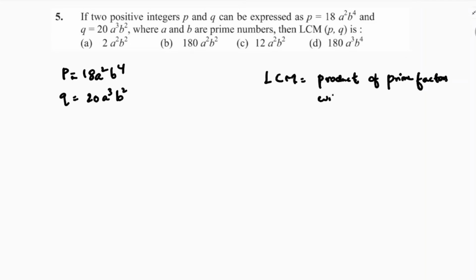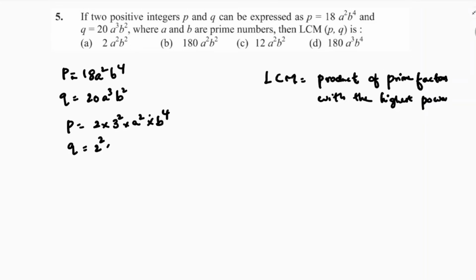Product of prime factors with the highest power. So here, 18 I'll write as 2 into 3 square into a square into b power 4. Q I'll write as 2 square times 5 into a cube into b square.